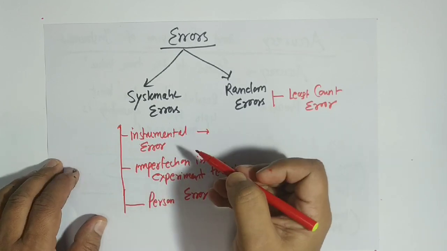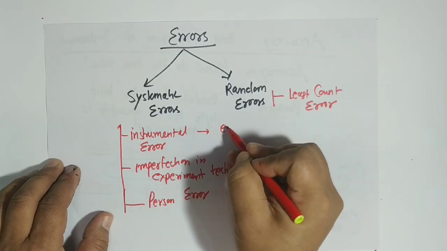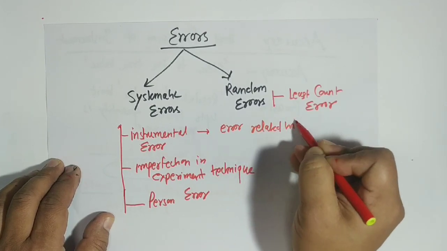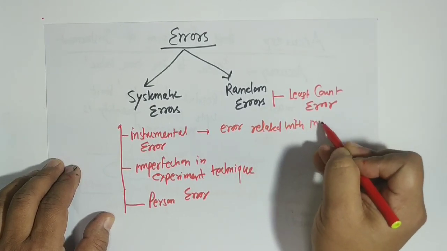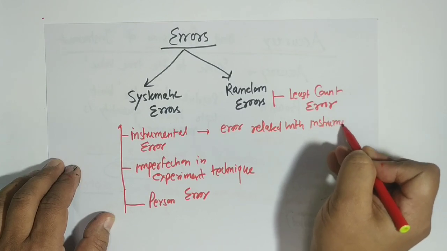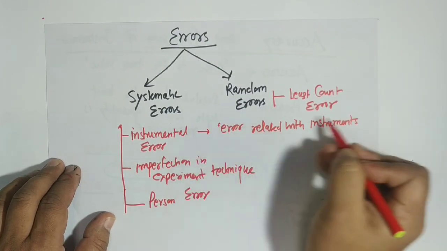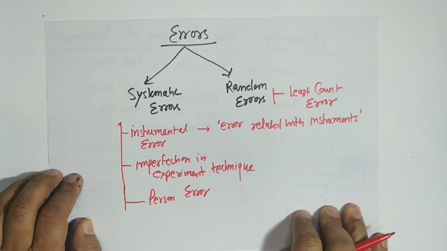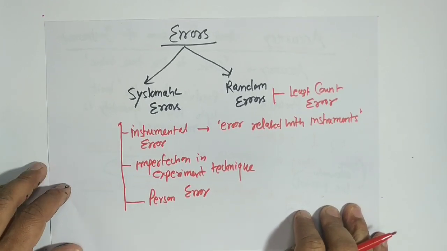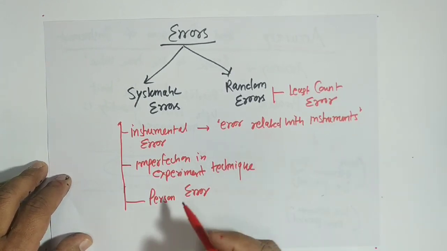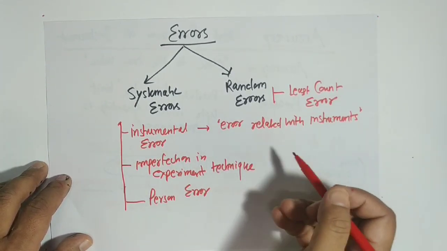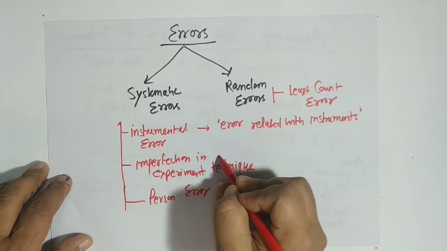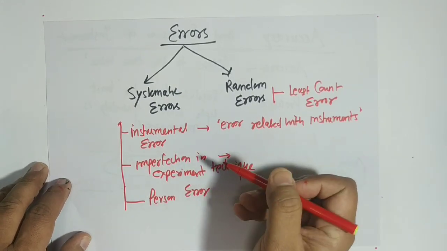Now instrumental error is the error related with the instruments. If the device is not working, or the calibrations are not right, that's an instrumental error. That's not a personal error. Sometimes in the lab you will see that the calibrations are not right in the device. That's not a personal error. Like in vernier calipers or screw gauge you will find it.